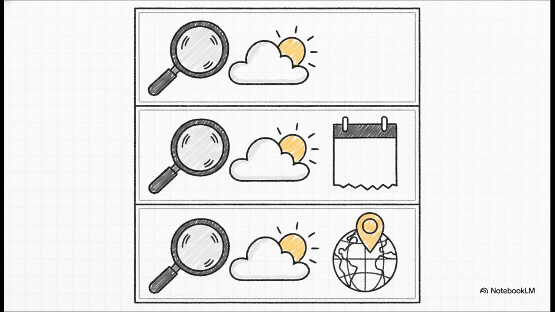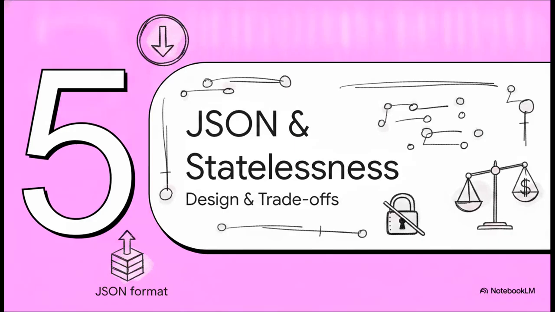To quickly recap, every resource has a unique URL, and we manipulate them using those standard HTTP verbs: post, get, put, and delete. All right, let's look at the nuts and bolts in Section 5, JSON, statelessness, and design trade-offs.